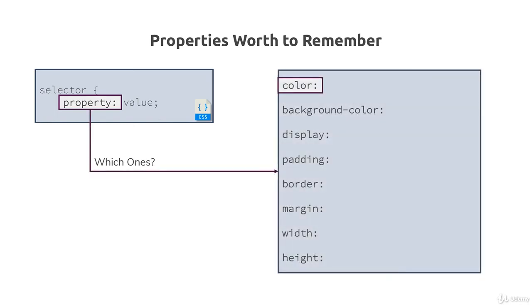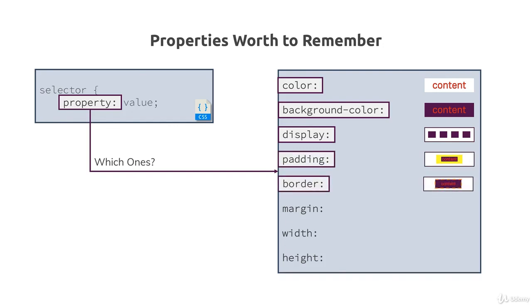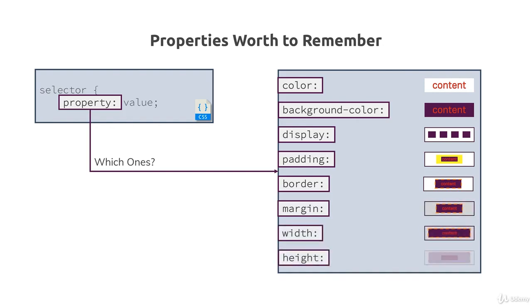The color property, to change a text color. The background color property, to change the background of a box. Display, to change the way it's positioned or it behaves from block to inline block to none. The padding, to add some distance between the content and the border. The border itself, to add a border. Margin, to add some spacing around a box. The width, to set the width. And the height, to set the height.